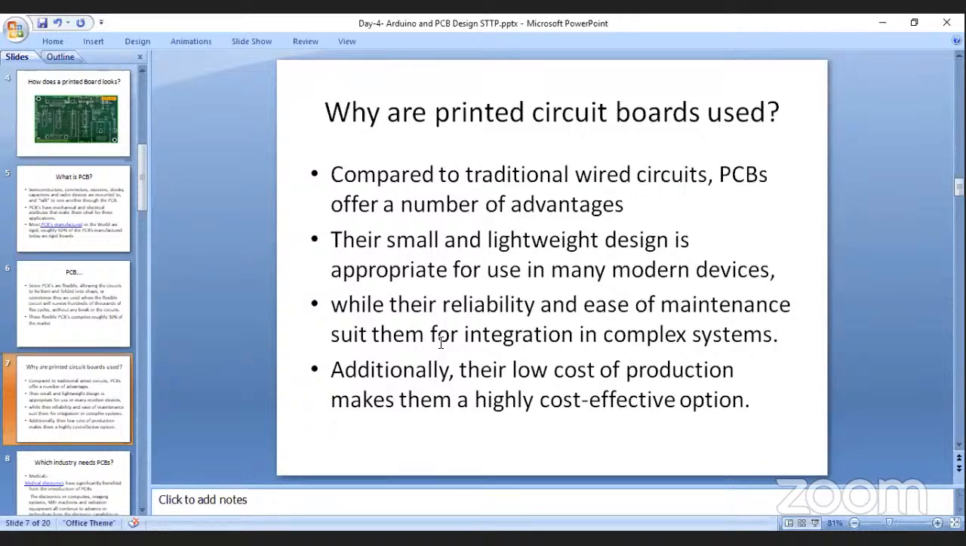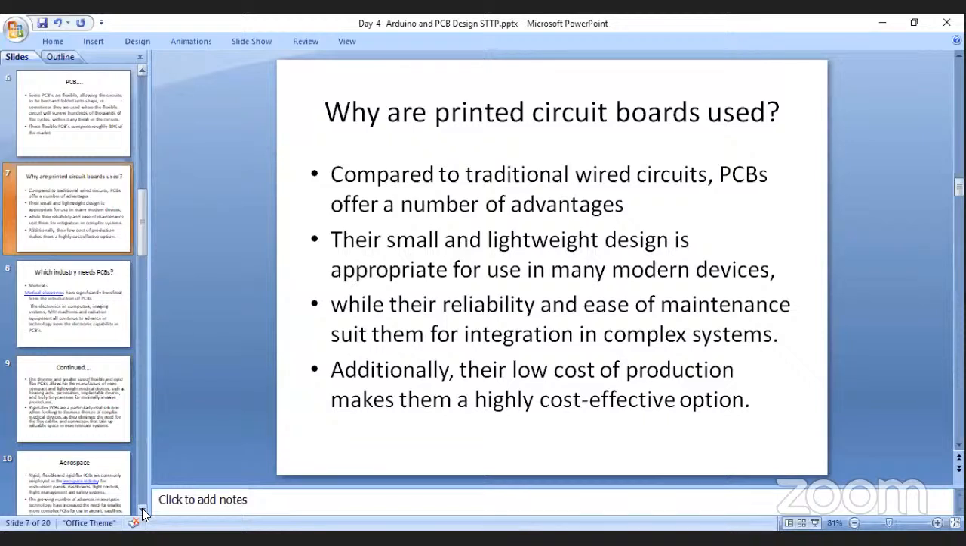And additionally, their low cost of production makes them a highly cost effective option. If you wanted to make a printed board, or general prototyping by using wire, several expenses are there. But if you go for mass production by using PCBs, it becomes very low cost production, and it saves a lot of money on manufacturing. So definitely it's always the best choice to go for a PCB design for a cost effective solution for device designing and manufacturing of any gadget, right?